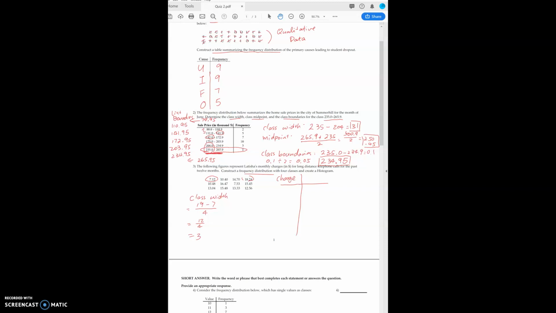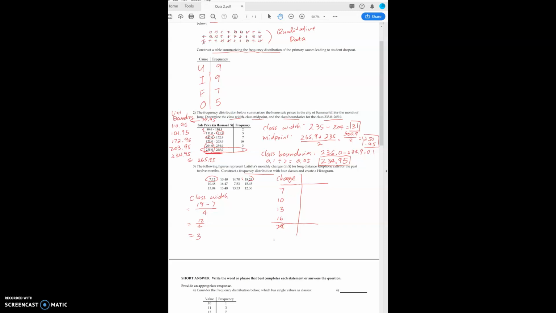This is easier to calculate. So I started from 7, adding 3, which my next class starts at 10. Adding another 3, my next class starts at 13, 16, and 19. But I do not need 19 because number 1, I already have 4 classes.